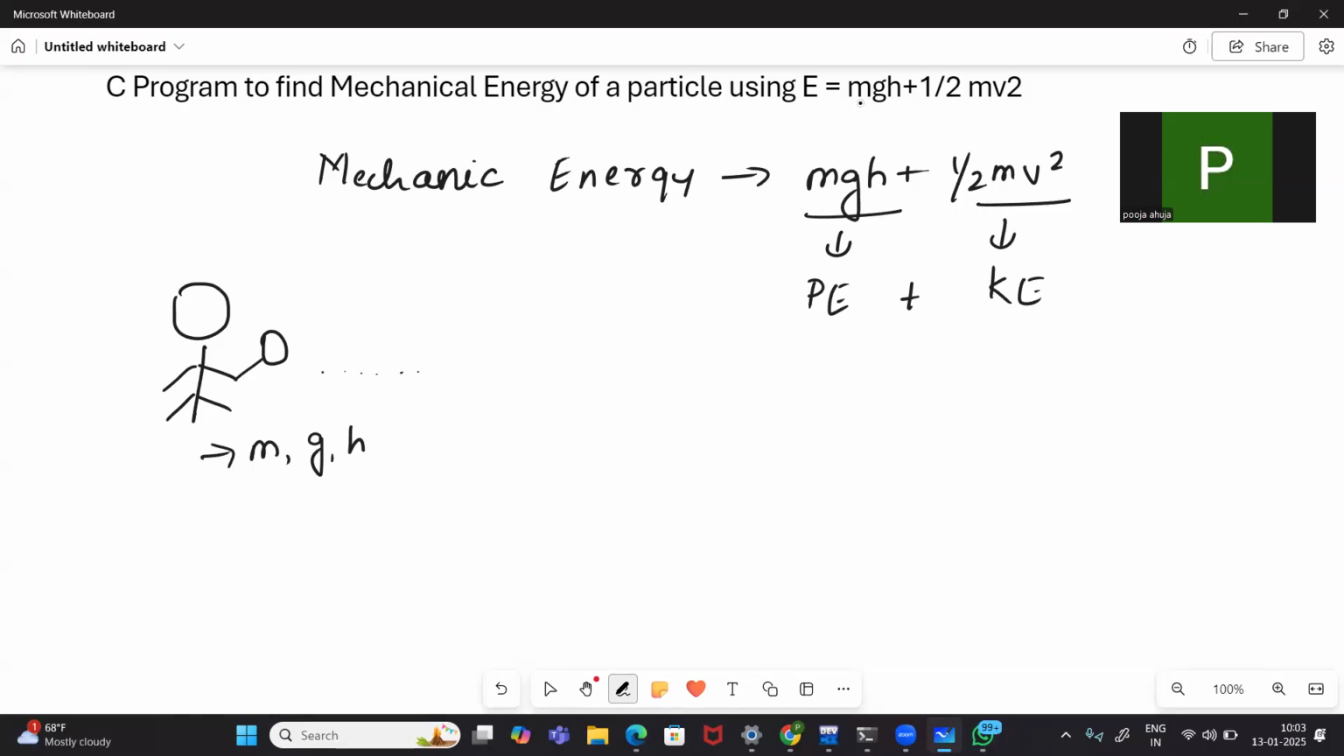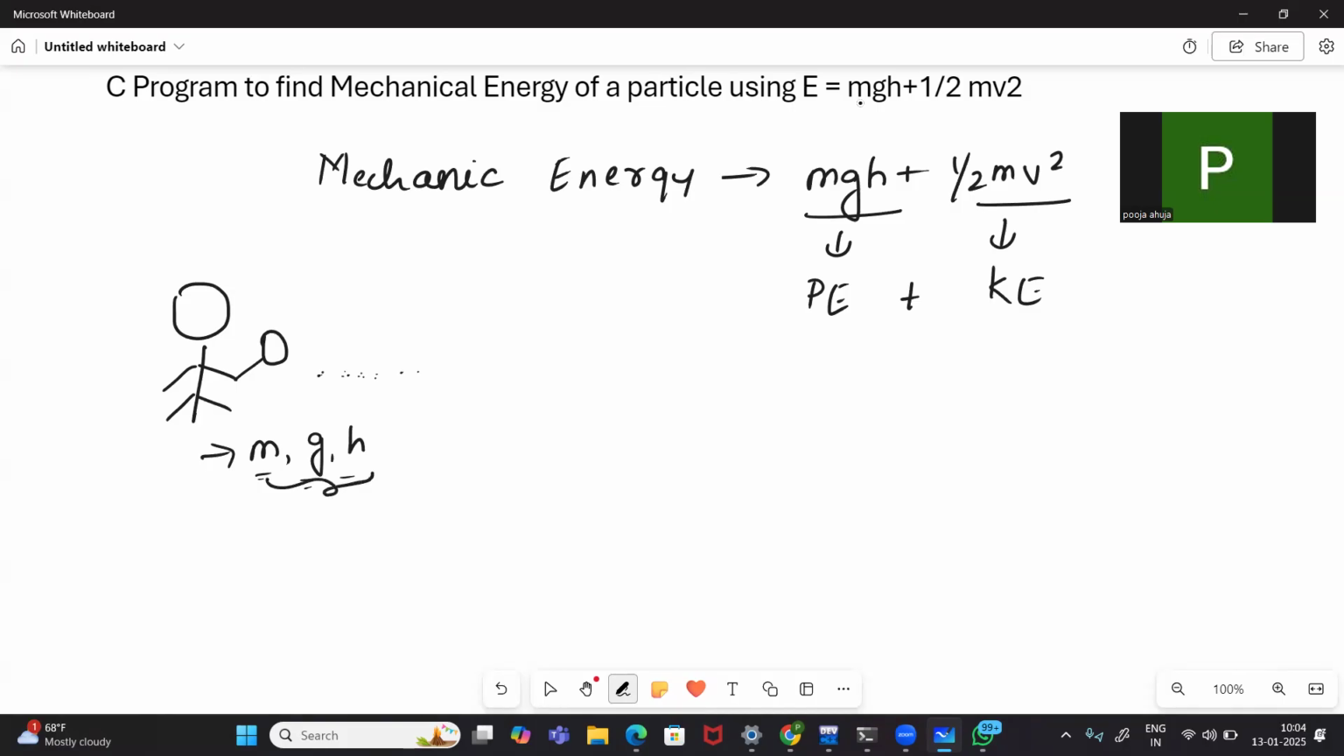I'm repeating once again. One person is standing holding the ball in the hand. The ball will have some energy due to its mass, gravity, and the height. And when he throws the ball, it starts moving.